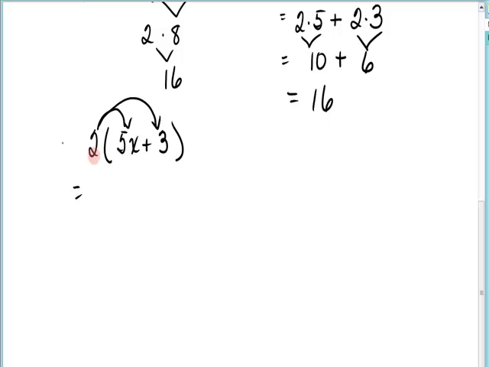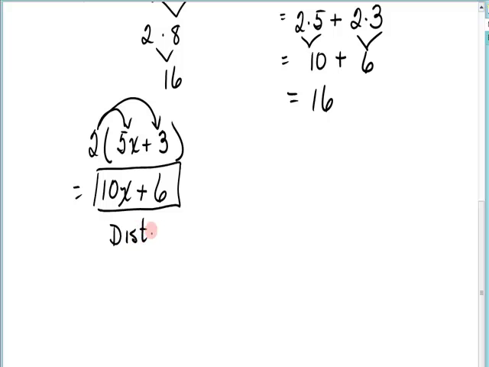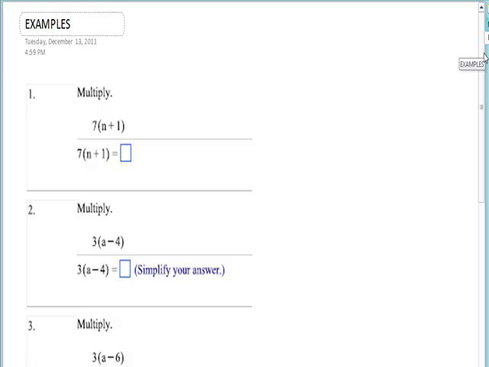And I'm not going to write everything out. 2 times 5x will give me 10x. 2 times positive 3 will give me positive 6. From now on, when I say positive, I'm going to write a plus. When I say negative, I'm going to write a minus. But this is the product of those. And that is the distributive property. We use it when there are variables. All right, let's take a look at some problems. And we're going to use the distributive property, and it will help us simplify.